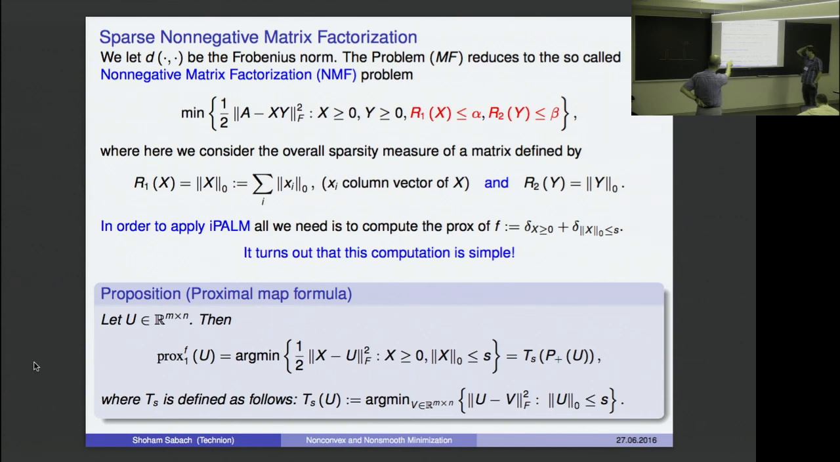Yeah, but the projection onto the intersection is not necessarily the composition of the projections. In general, it's not true. But for F, there are two delta functions, a sum of two indicators, so you can put one before the other. The order does not affect it, it's the same function.